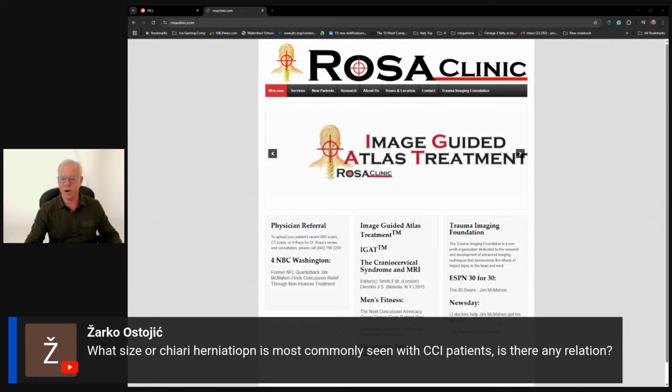Zarko, what size of Chiari herniation is most commonly seen with CCI patients? Is there any relation? Most of our CCI patients have Chiari 0 or CTE. Some have Chiari 1, but just realize that at the end of the day, that probably just reflects the general population prevalence, meaning CTE is more prevalent in people walking around out there than Chiari 1.